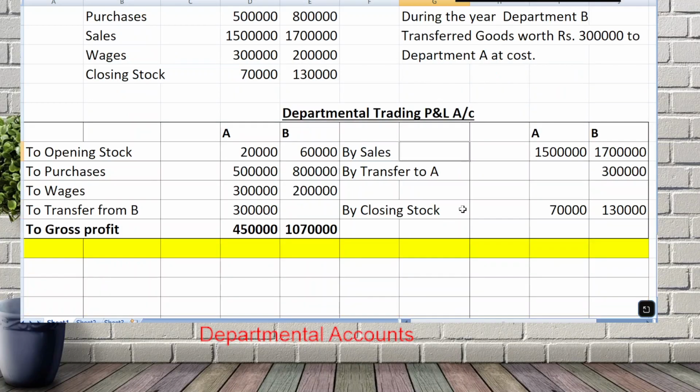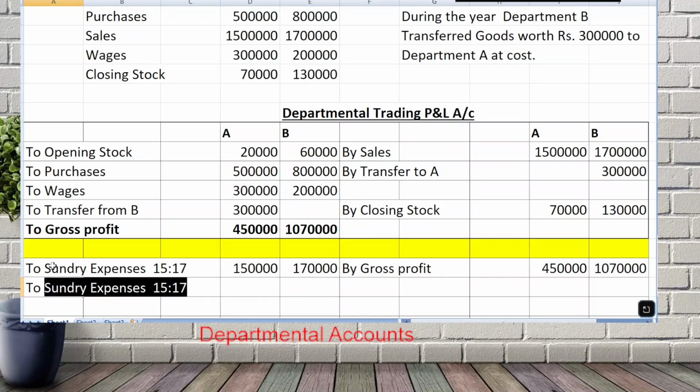Next, continue with which account? P&L account. By gross profit. How much? 4,50,000 and 10,70,000. To general expenses, sundry expenses, in the sales ratio 15:7. 1,50,000, 1,70,000, 3,20,000, to net profit balancing. What is the net profit? 3 lakhs and what? 9 lakhs.